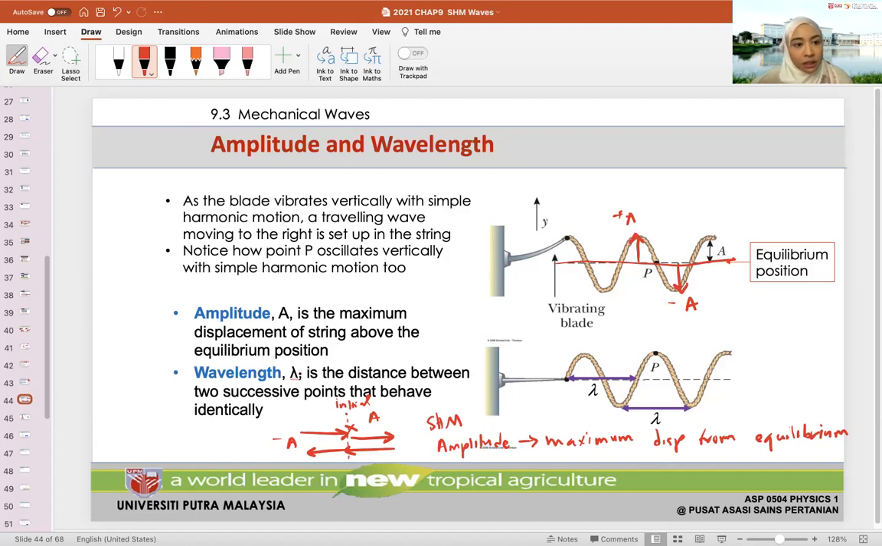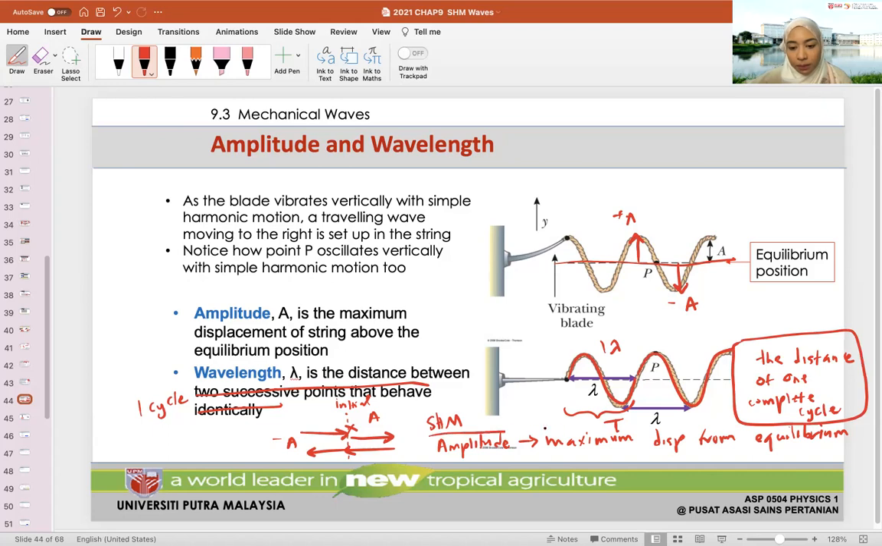And then for a wavelength, lambda, it's called lambda, is the distance between two successive points that behave identically. Now, let's erase this and just call it one cycle. So wavelength is one cycle. You complete one cycle, this is one wavelength. You complete one cycle in a period T, right? So for lambda, you complete this in time capital T, one period. So what is lambda? Lambda is the distance of one complete cycle, or the distance the wave travels in one complete cycle.